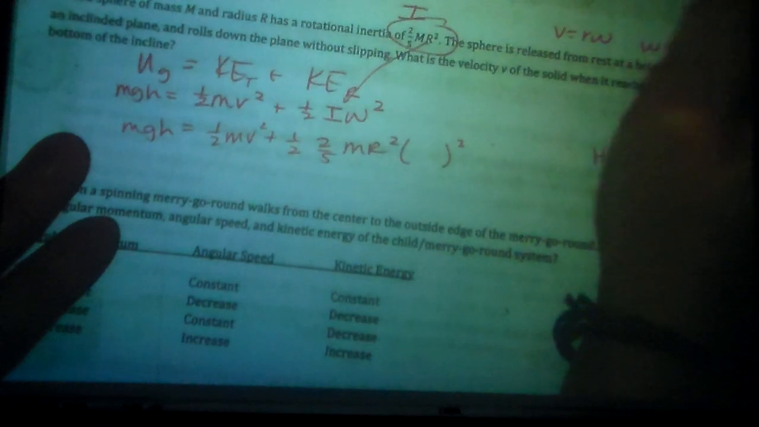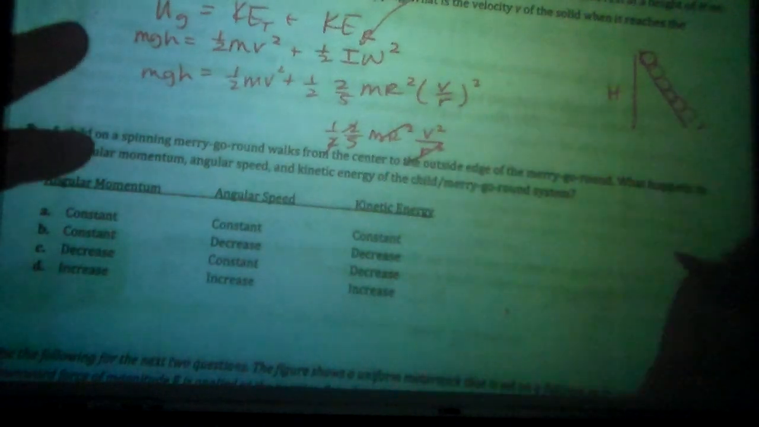I'm going to take this, I'm going to substitute in for I. And then I need to substitute in for omega. We know that V equals R omega, so omega is V over R. And now I'm going to square. So this is mr squared V squared over R squared. The 2 and the 1/2 cancel out. The R squared over R squared cancels out. So this is just, I'm running out of room, 1/2 mv squared plus, and that's just 1/5 mv squared.